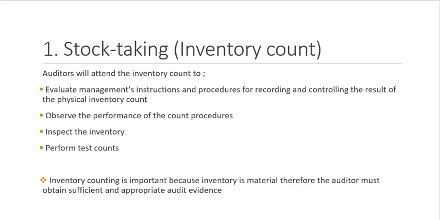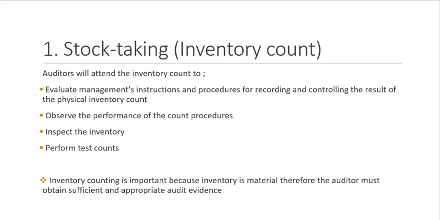The first reason is to evaluate management's instructions as well as procedures for recording and controlling the results of the physical inventory count. Remember, management has got instructions, instructing its employees to say when you're counting stock, make sure that every time you count, you record on the stock sheet. Inventory which has not been counted should be marked. So as an auditor, you will have the instructions with you and try to check whether these people are following those instructions. That's the first reason.